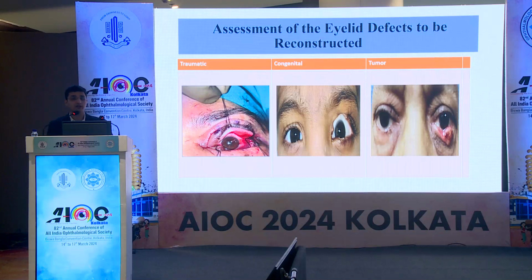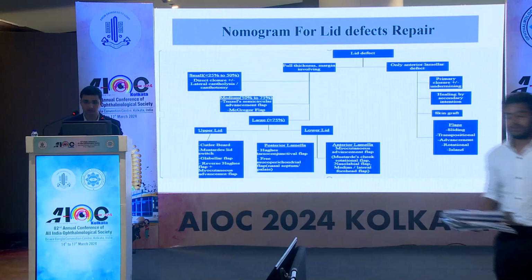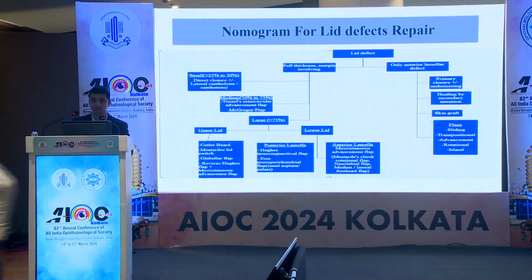Now, assessment of the eyelid defects to be reconstructed. In our clinical scenario, we can have an eyelid defect which can arise either from a traumatic setting. The second image shows a congenital coloboma, and another cause is iatrogenic, like tumor resection. Sticking to the nomogram for the lid defect repair as practiced around the globe by all the reconstructive surgeons, lid defects can be classified as either full thickness margin involving defects or only the anterior lamellar defects. Anterior lamellar defects, depending on the size of the defect, can be closed either with primary closure or by skin grafting and flaps.